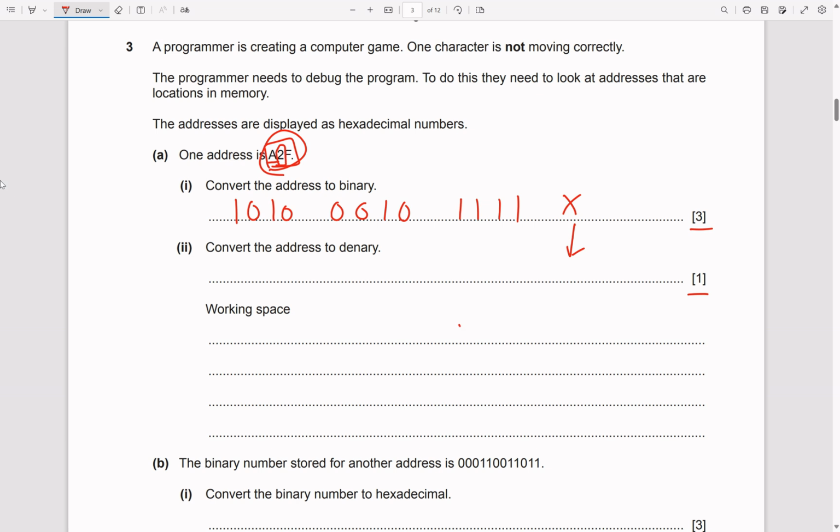So we want to write out the hexadecimal positional values. 16 to the power of 0 is going to be 1, 16 to the power of 1 is going to be 16, and 16 to the power of 2 is going to be 256. So we've got A times 256, so that's 10 times 256, which is 2,560. Then we've got two 16s, so obviously that's going to be 32, and then we've got F, which is just 15.